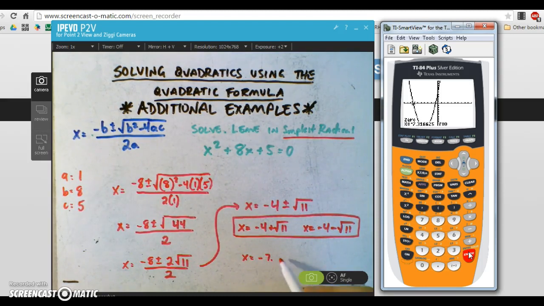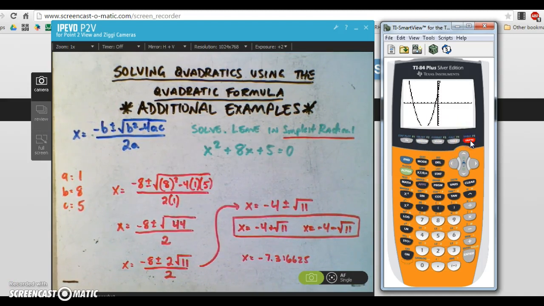negative 7.316625. Check this out. Watch this. Go back to a regular screen. And let's put in this one right here, negative 4 minus root 11. Negative 4 minus the square root of 11. Check that out. Negative 7.316624. That is amazing.